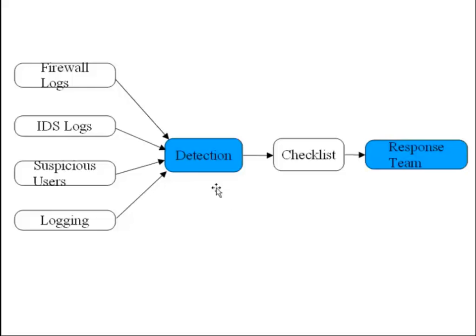And then once we detect these anomalies, we can compare that to a checklist of things that should or should not be occurring. And then based upon that, we can send that information to our response team to determine what should be done about the problem.